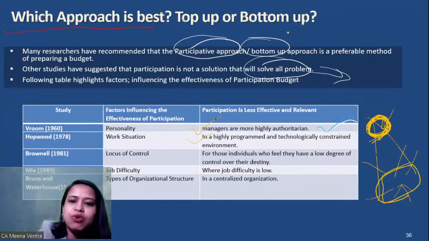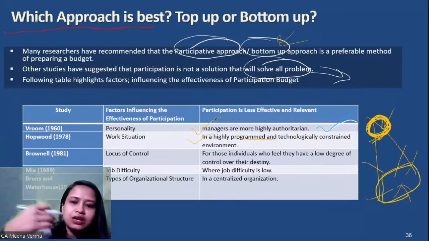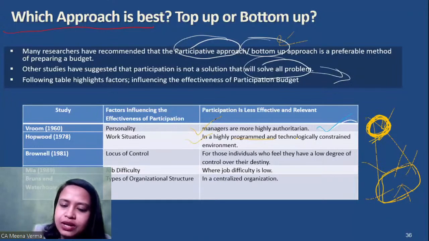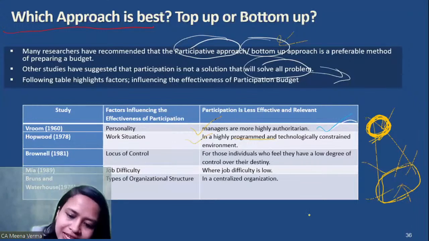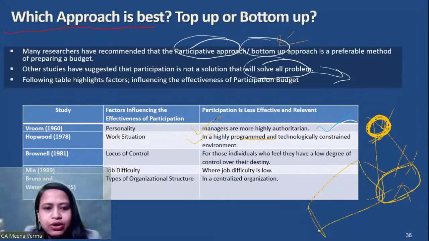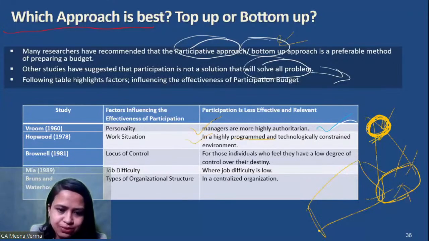In case you follow this bottom-up or participative approach, it is not good where the entire organization is producing goods with the use of robots, complete technology, artificial intelligence or augmented reality. That is highly programmed, using highly advanced technology. In that case we don't need to apply this budgeting.